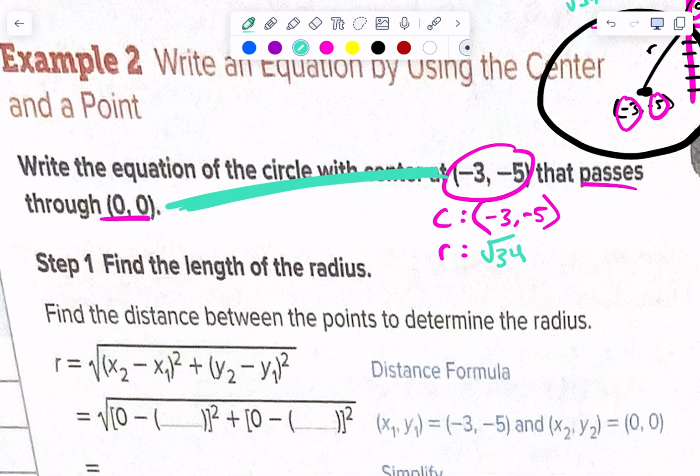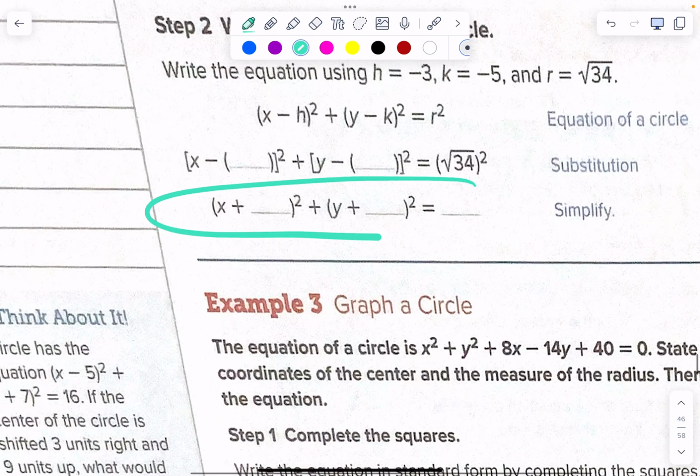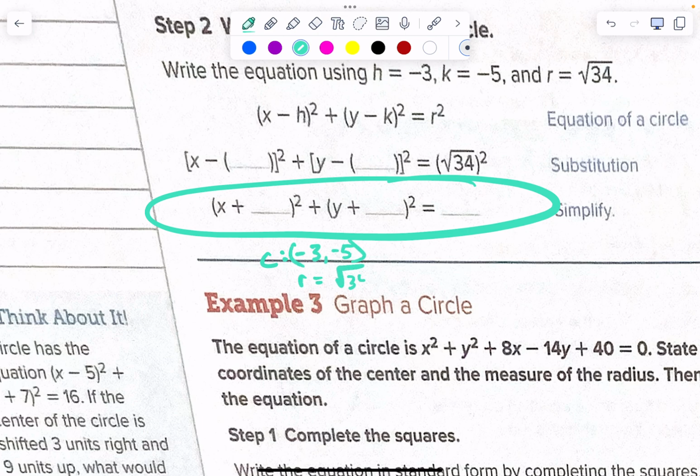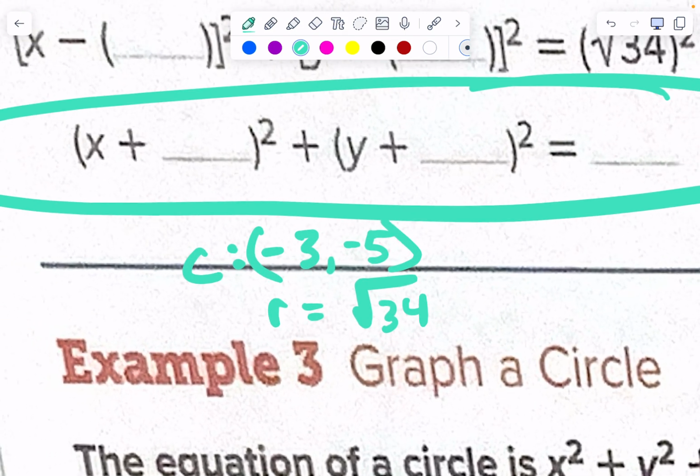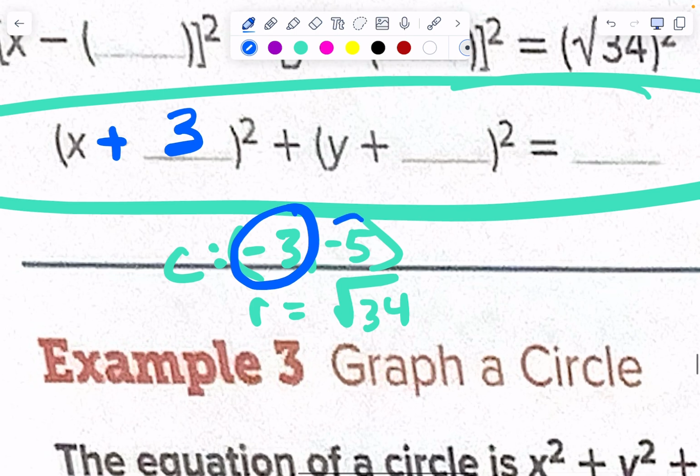Good? Okay, I'm going to hop down here to writing the equation right here. We had center at (-3, -5). The radius is the square root of 34. I'm going to hop down to the very bottom step. All right. They say x plus something. Why do they say plus? Because it's -3, so it's going to turn to +3. So (x plus 3) squared plus (y plus 5), because it's -5, it's going to turn to +5.